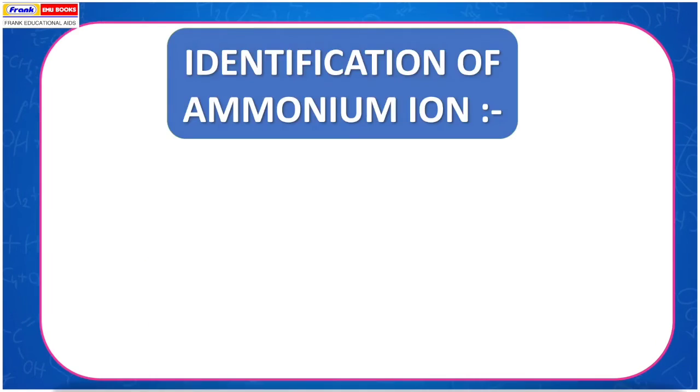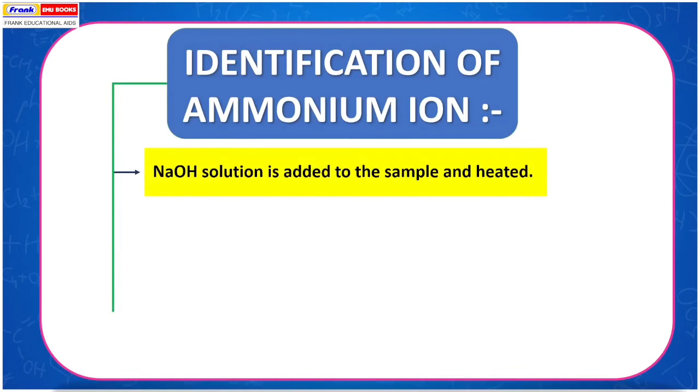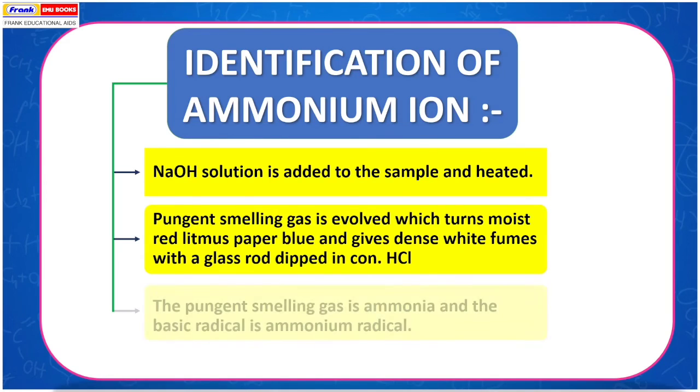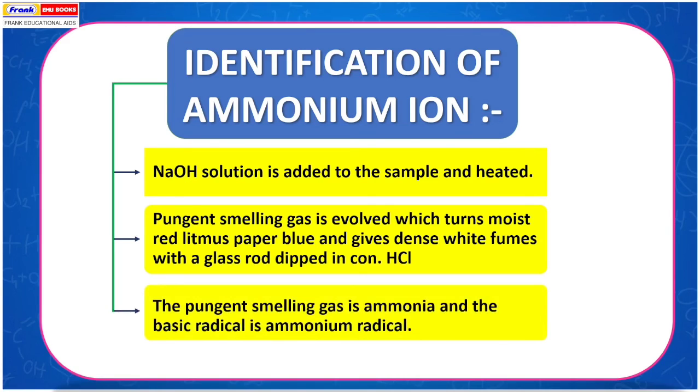Identification of ammonium ion. NaOH solution is added to the sample and heated. Pungent smelling gas is evolved which turns moist red litmus paper blue and gives dense white fumes with a glass rod dipped in conc. HCl. The pungent smelling gas is ammonia and the basic radical is ammonium radical.